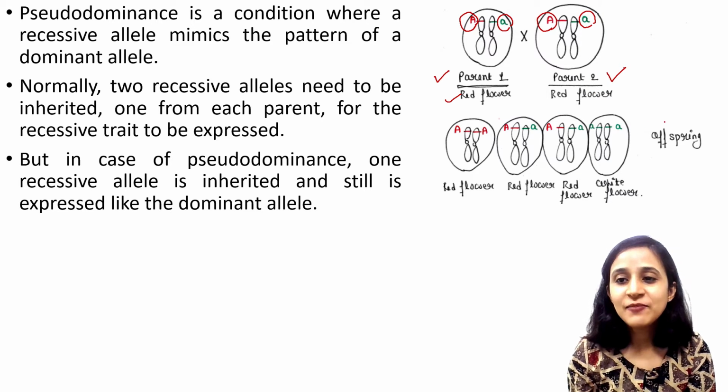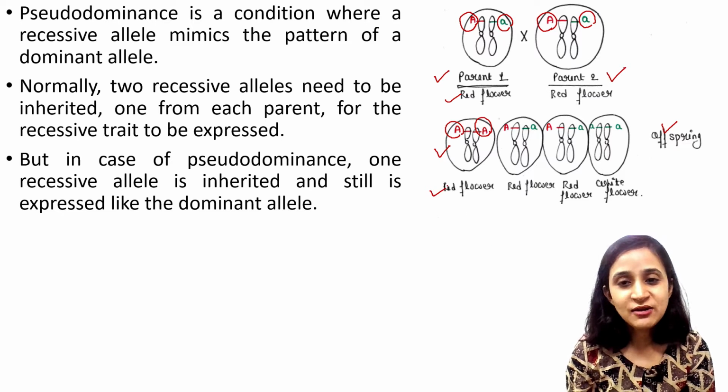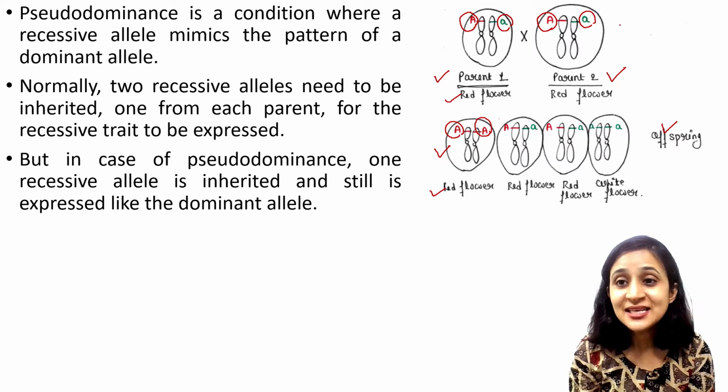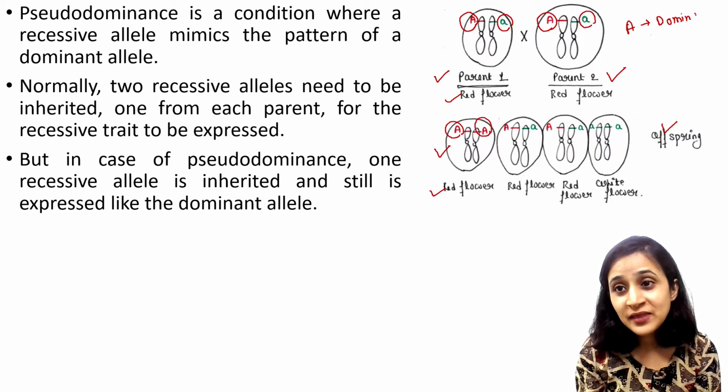Now what will happen in the offspring? They will produce 4 offspring here. The first one has 2 capital A alleles, so they will produce red flowers because capital A is dominant here and small a is recessive here.